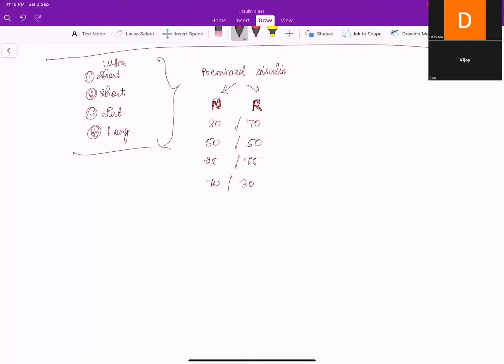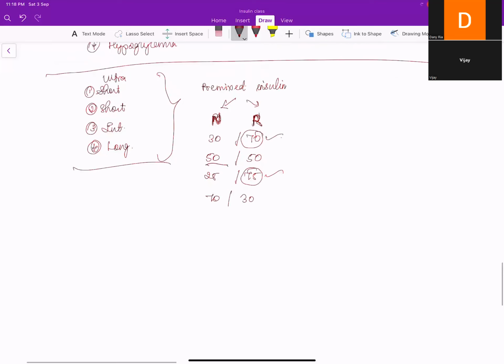So what's the basic difference between all these things? The component of R. Understand? For example, a 25-75 has more R component. A 50-50 has less R component. 70-30 has the least R component. So whenever you're writing premix, you should never write only premix. You have to write what combination of premix is available, because nothing is the same, everything is different. We will understand that when we discuss titration.